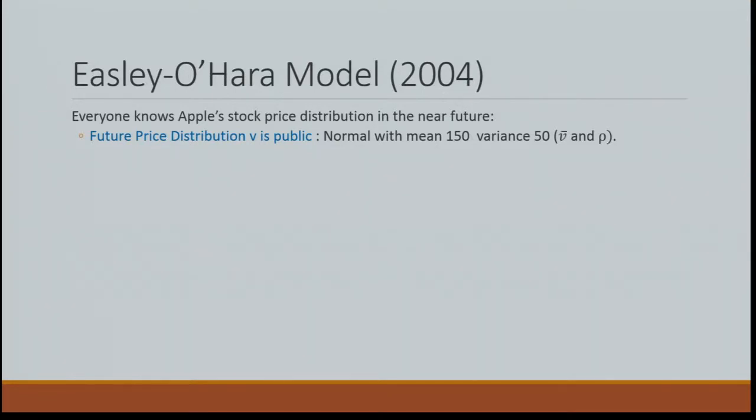Everybody knows what the future distribution is, let's say for tomorrow, for Apple stock, or even for a month out. It's a normal distribution with mean 150 and variance 50 or something like that. It is denoted by the random variable V, its average is V bar, and its variance is rho. That's public knowledge. And all buyers are risk averse. You know their utility functions. You know what risk aversion coefficient each of the buyers has. You know all those things.